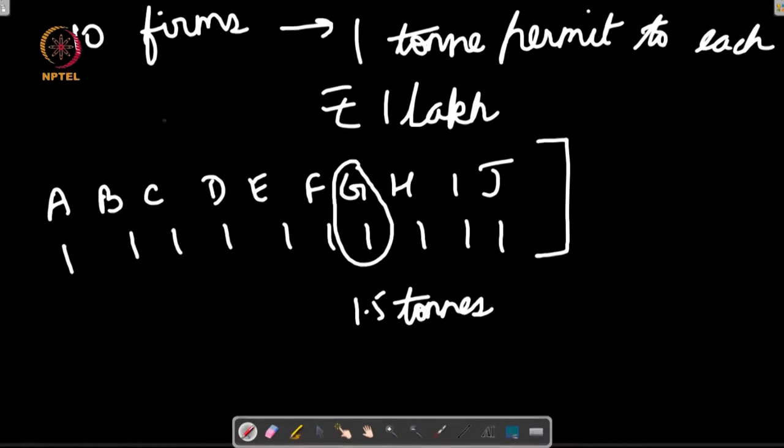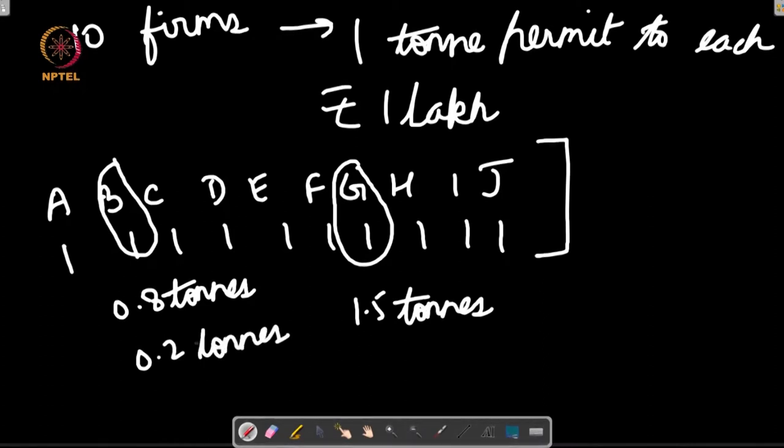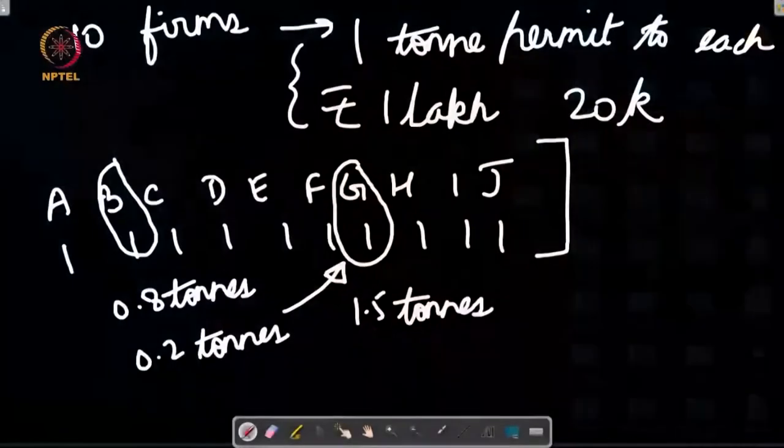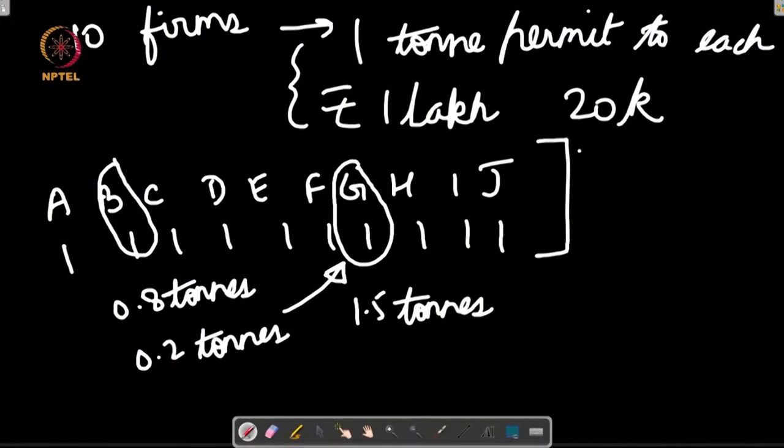So suppose firm B bought a 1 ton permit, but it is only going to need 0.8 tons when it is doing its production. So it can sell off the 0.2 tons that remain to firm G. Now, what is the rate at which it will be selling these 0.2 tons? It will not be this rate. At this rate, it would have cost only 20,000 rupees. But now that firm B knows that firm G desperately needs these pollution permits, probably it is going to sell them for a bit more. So in place of 20,000 rupees, probably it will charge, say, 25,000 rupees.